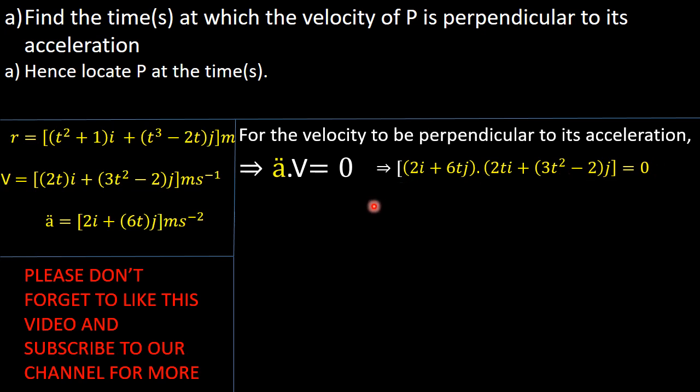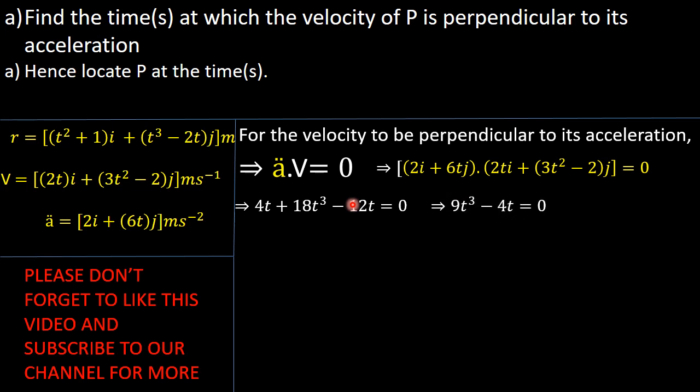So guys, know that we dot corresponding components. We don't just dot as we are multiplying out brackets. We dot corresponding components. You take 2i and you dot with 2t, then take 6t and you dot with everything you see in this bracket here. So guys, if we dot that, we should have an answer as 4t plus 18t cubed minus 12t equal to 0.